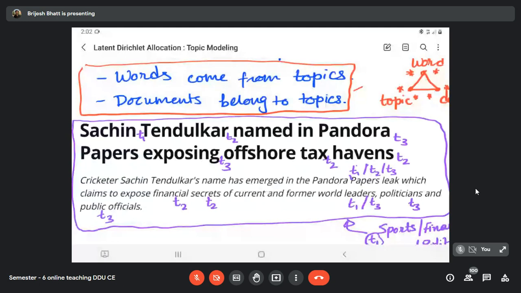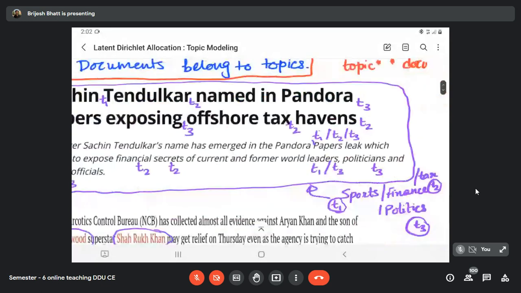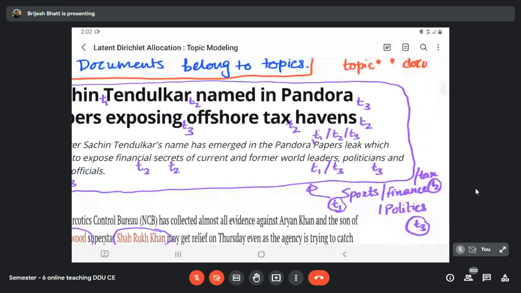And now we want to assign a topic to this. So which topic does this document belong to? Obviously, a common answer would be sports. You can count it as a sports document because Sachin Tendulkar is involved there. So people who follow cricket might be interested in reading this.